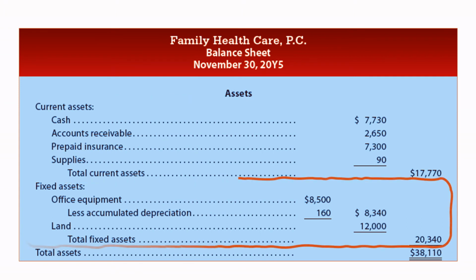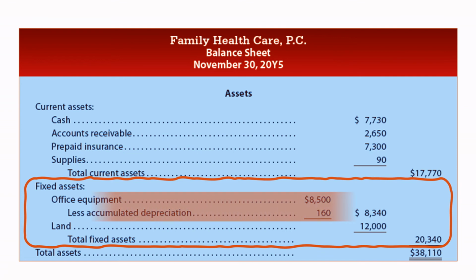Fixed assets are physical assets of a long-term nature. Except for land, fixed assets depreciate over a period of time. Accumulated depreciation, a contra asset account to property, plant, and equipment, is included in the fixed asset section of the balance sheet. Family Healthcare reports $8,340 of office equipment, which is equal to cost of $8,500 less accumulated depreciation of $160.